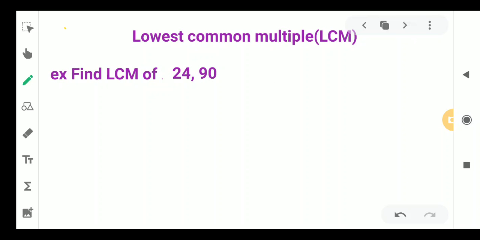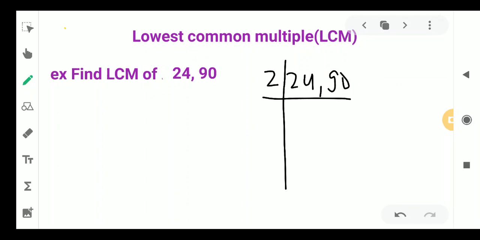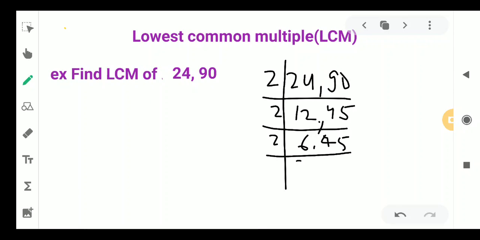Let me take one more example, 24 and 90. These are the two numbers. So first of all, we can see that both are divisible by the prime number 2. So we can take 2 here, 2 times 12 is 24, 2 times 45 is 90. Then we can again divide by 2 because 12 is divisible by 2. So 2 times 6 is 12 and 45 will be as it is, not divisible by 2. Then again 6 and 45 are there, 6 is divisible by 2, so we will take 2 here, 2 times 3 is 6, 45 will remain as it is.